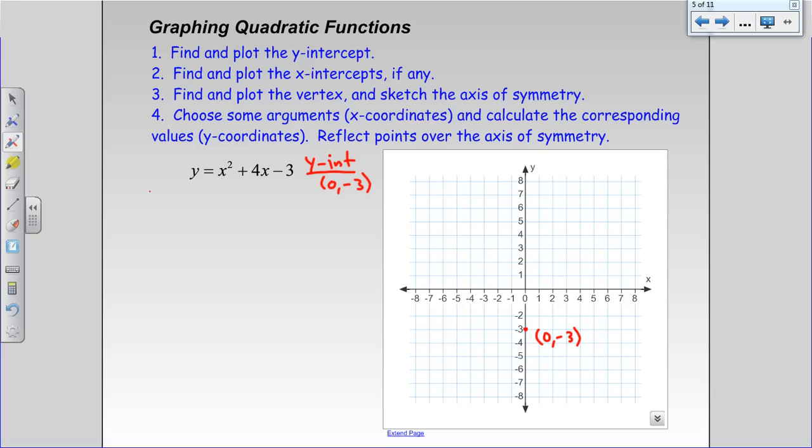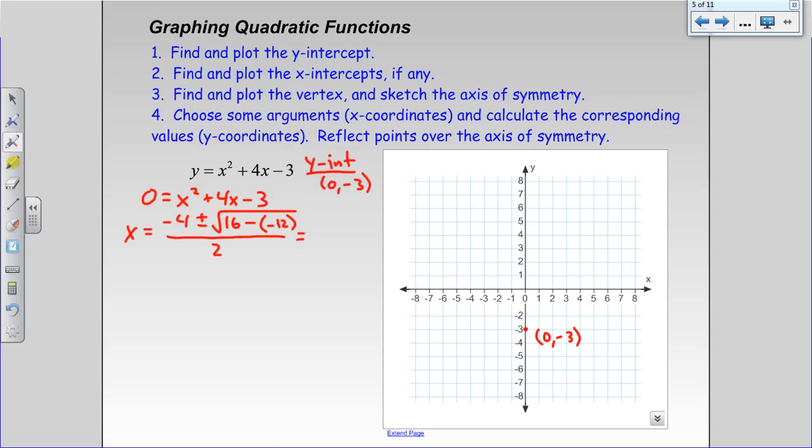And the x-intercepts would be found by solving the equation 0 equals x squared plus 4x minus 3. Now that trinomial on the right-hand side cannot be factored, so we will need to solve the quadratic equation by another means. Let's use the quadratic formula. So x equals -b, -4, plus or minus the square root of b squared, that's 16, minus 4 times a times c. Since a is 1 and c is -3, that means 4ac is -12. All of that is divided by 2a, which is 2 times 1.